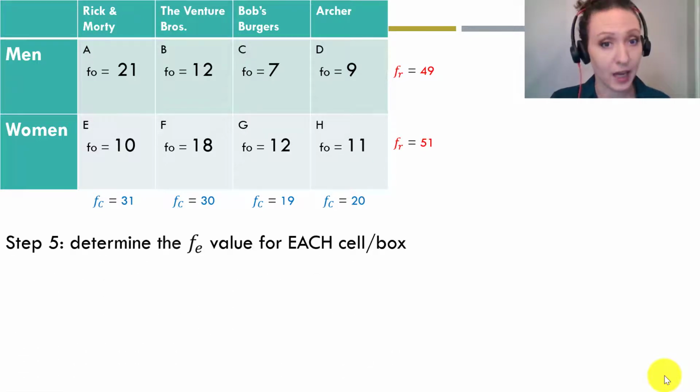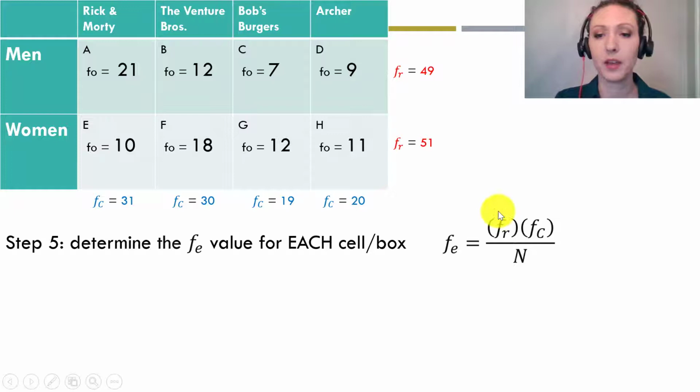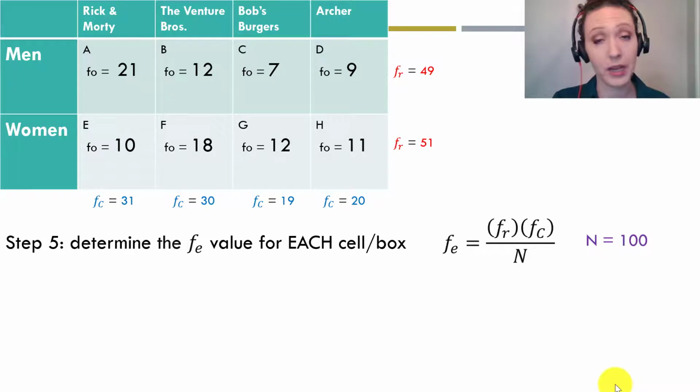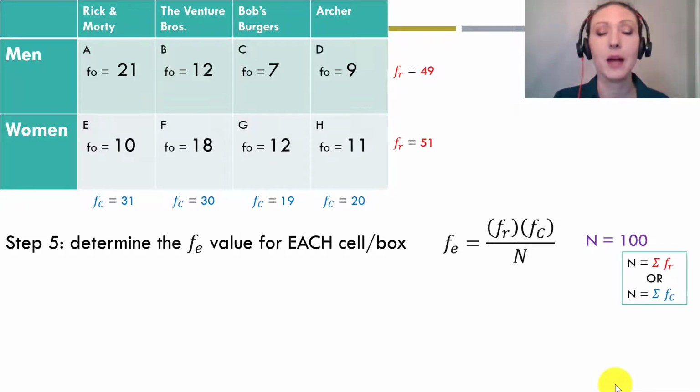Okay, so for the next step, we are going to be determining the frequency expected values for each cell, okay? And here is our formula right here for finding the frequencies expected. And if you can't remember from the original problem, our n value is 100. And if for whatever reason you're not given a word problem, you can still find the n value by adding up the frequency of rows or the frequency of columns. So you can either add these two numbers here together to get the n value, or you can add these numbers here. Either one will give you our n value of 100.